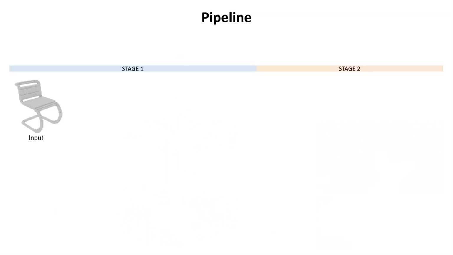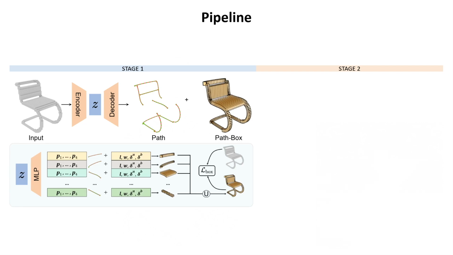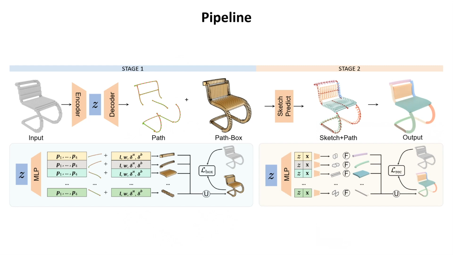The pipeline of SfmCAD consists of 2 stages. In the first stage, the network's goal is to learn the paths of various parts of the shape. For the input voxels, the network learns the control points of the paths and the parameters of the pathbox. In the second stage, utilizing the paths learned in the first stage, the network continues to learn the implicit 2D sketches of each component, ultimately achieving the final reconstructed output.